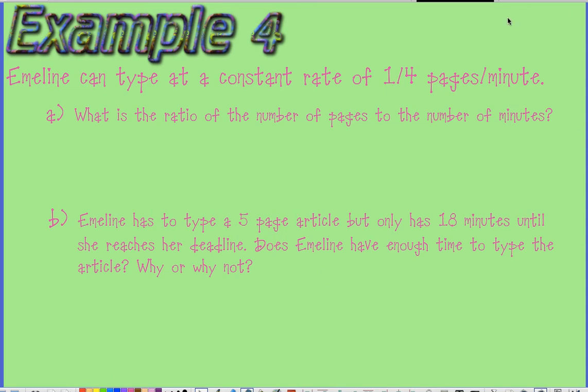All right, so here we have example 4 where we're talking about Emmeline, who can type at a constant rate of 1/4 pages per minute. At this point, you are going to try these problems on your own, and you're going to bring them back to class completed so that we can go over them. As always, I'm just asking you guys to try and do your best, even if you get it completely wrong. At least try it. That's all I'm asking.